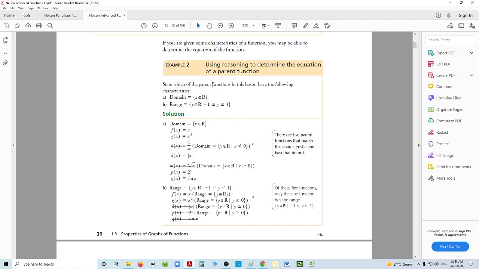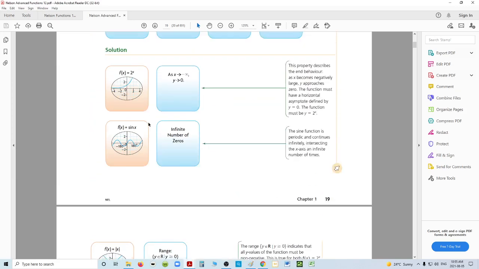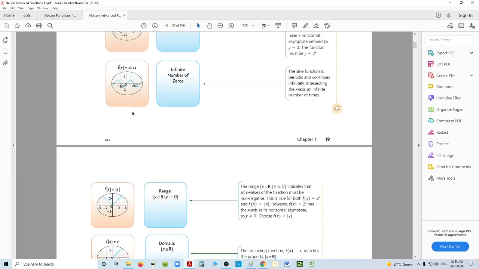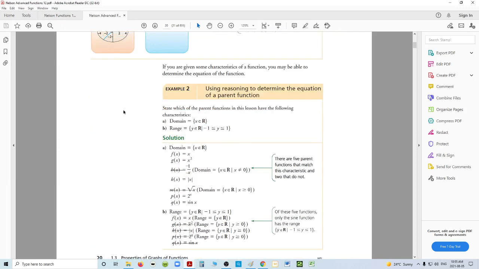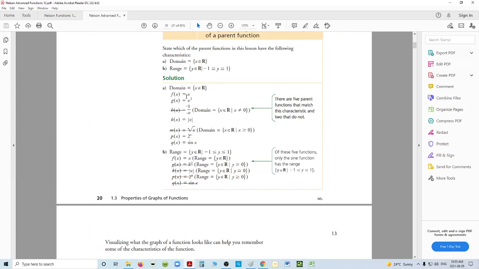State which of the parent functions in this lesson has the following. So domain x ∈ R, but the range is y ∈ R, but it goes between -1 and 1. And I can tell you right away, that's going to be a sine or a cosine curve, and both. So since in this case they've only given you the sine, they might only be talking about the sine. So they go through them each. They go through the line.